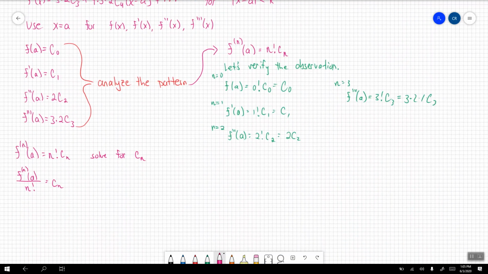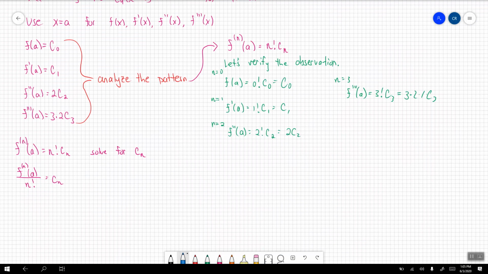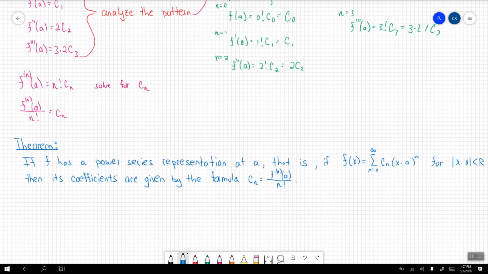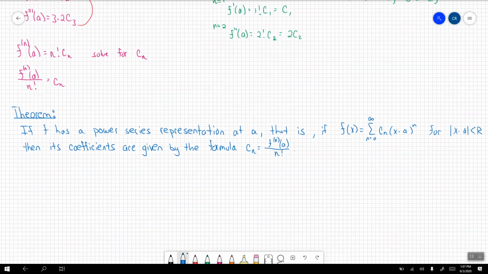So let's go back and write it out in the form of a theorem now. All right, so I'm going to write the theorem out, and then we're going to discuss that theorem. So here's your theorem. The theorem basically summarizes what our discovery was right up here. The theorem says that if f, meaning the function, has a power series representation, and that power series representation is given by what we started with here, for that radius and interval of convergence being absolute value x minus a is less than r, then its coefficients are given by this formula here. And that formula is the one that we were just discussing.